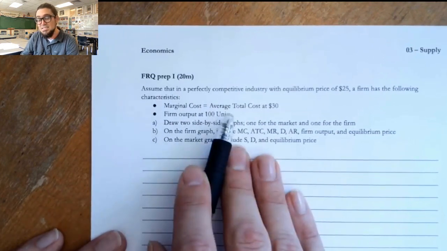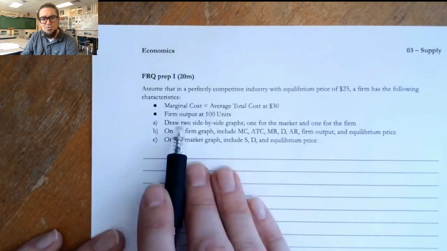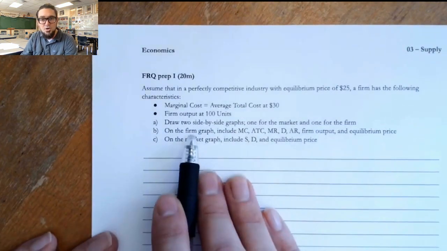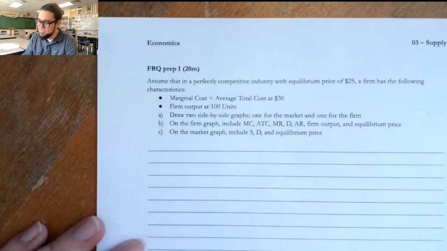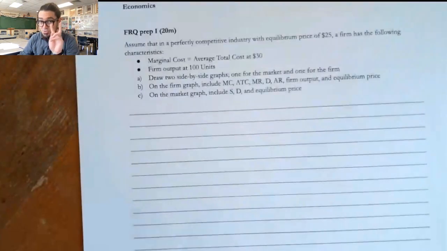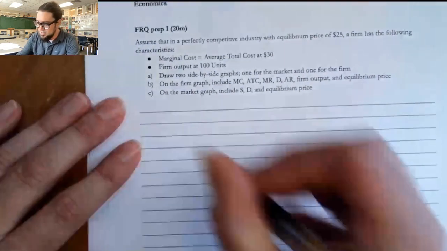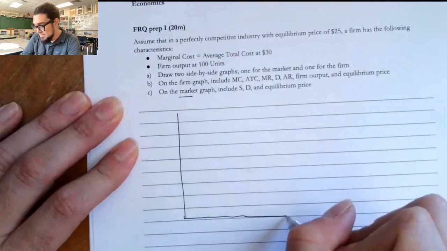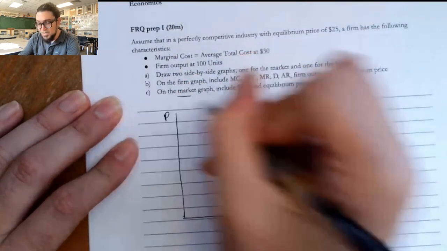Marginal cost equals ATC at 30, firm output at 100, and draw two side-by-side graphs, one for the market, one for the firm. And then on the firm, do this, on the market, do that. So let's get started. So this is really just a problem asking, you got a whole lot of paper here for just really two graphs. The first picture is going to be the market graph. We always want to put the market on the left because it's actually telling this firm what the price is.